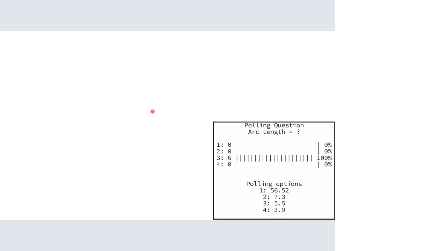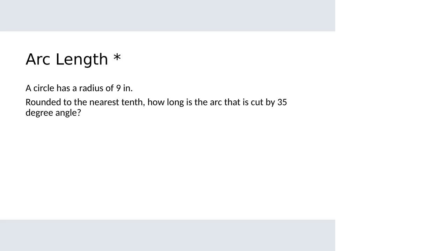All right, let's see where we are. Unanimous, very good. That's excellent. I think arc length is a topic that tends to go really well, and that's what we've got here. You don't have to draw a circle, but I always like to. We have a circle with a radius of 9.